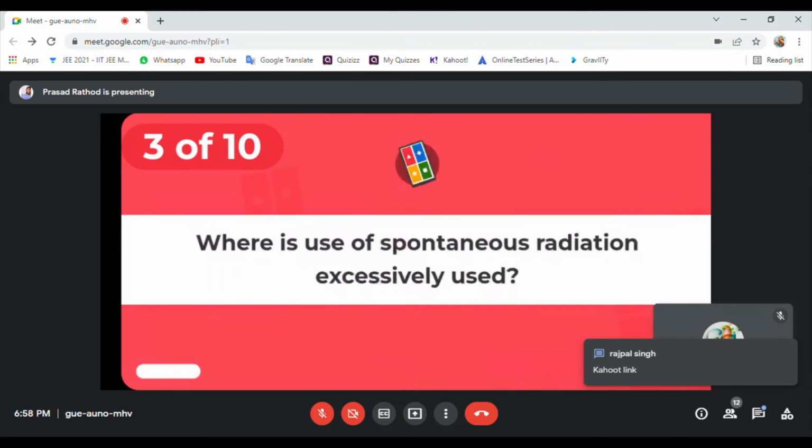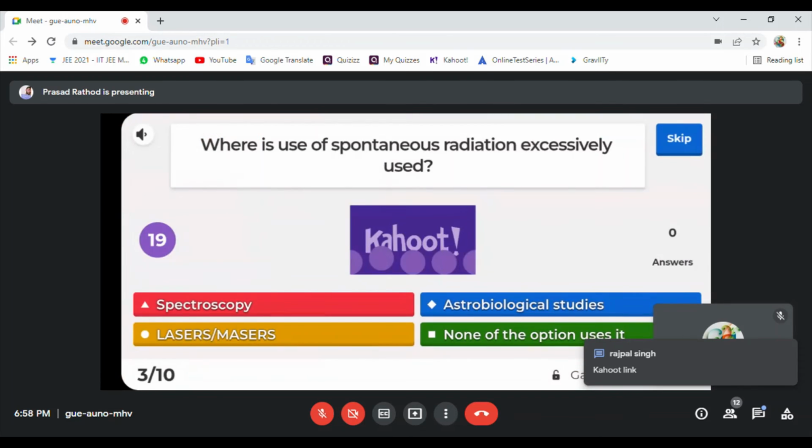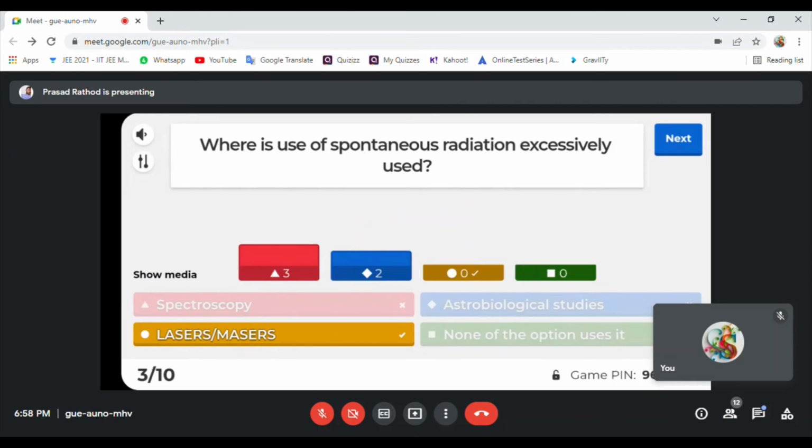So the next question for today is: where is the use of spontaneous radiation excessively seen? Okay. So spectroscopy for red, astrobiological studies for blue, lasers or masers for yellow, and none of the options uses it for green. Where is the use of spontaneous radiation excessively done? So all of you have got it wrong.